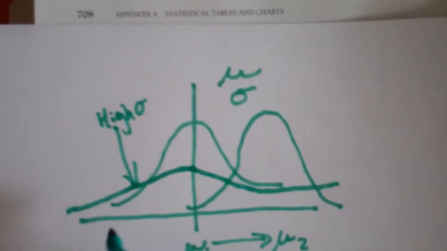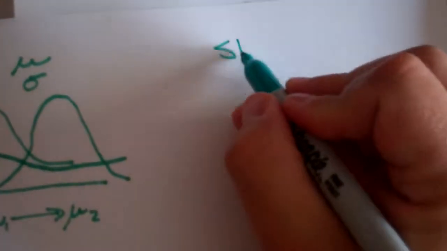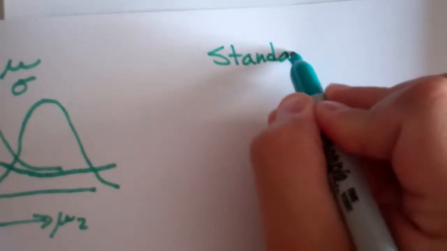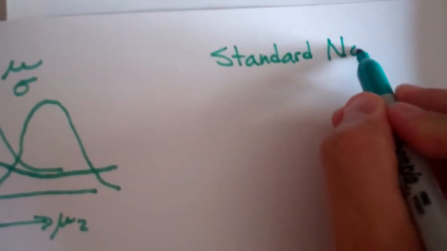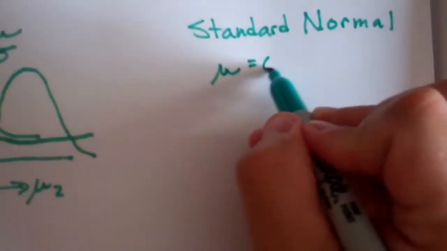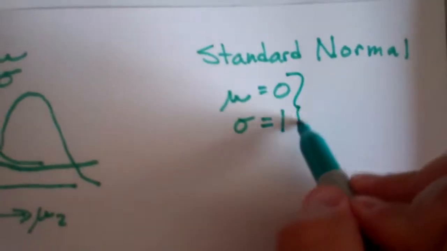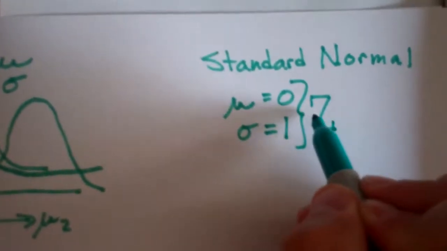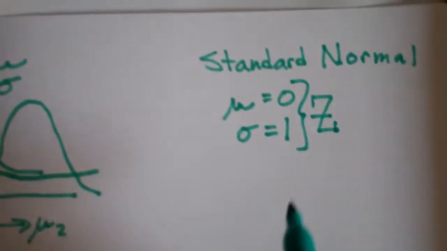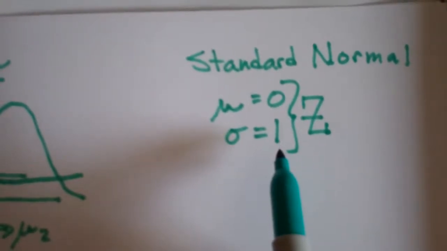Now there are so many different combinations that we can come up with for different values of mu and sigma that we standardize in order to handle them efficiently. We standardize these into what we call a standard normal distribution. That standard normal distribution has a mean value of 0 and a standard deviation of 1. And we use the letter z to represent a random variable that has a standard normal distribution with a mean of 0 and a standard deviation of 1.